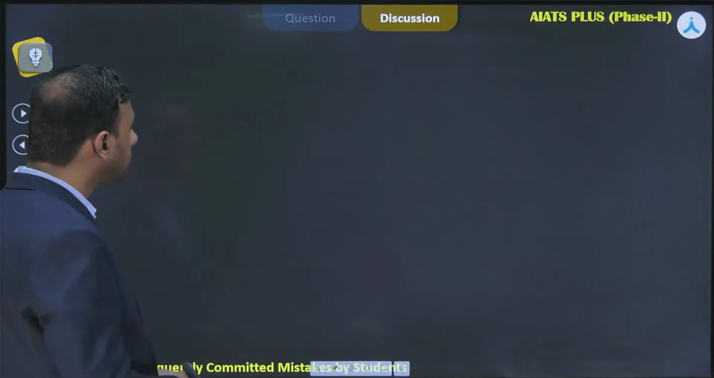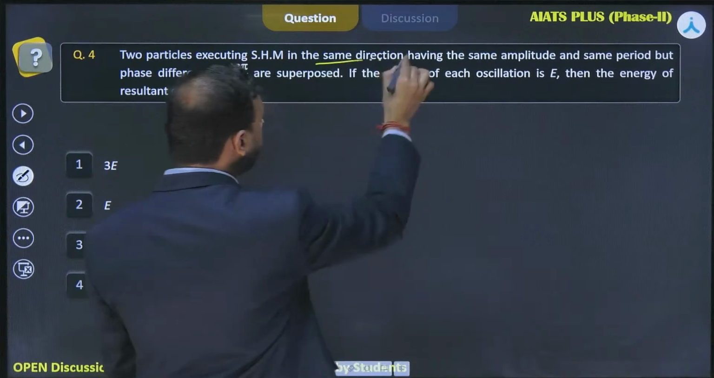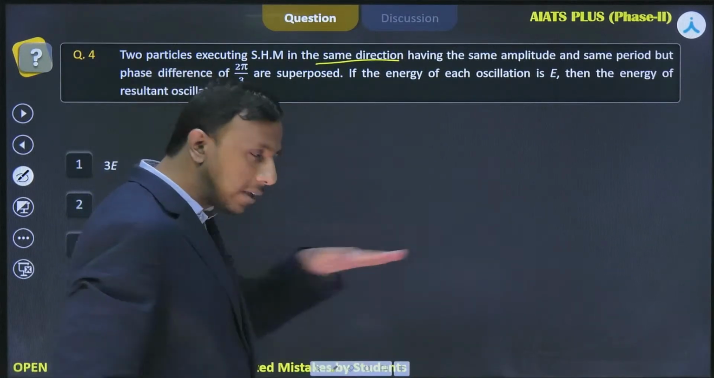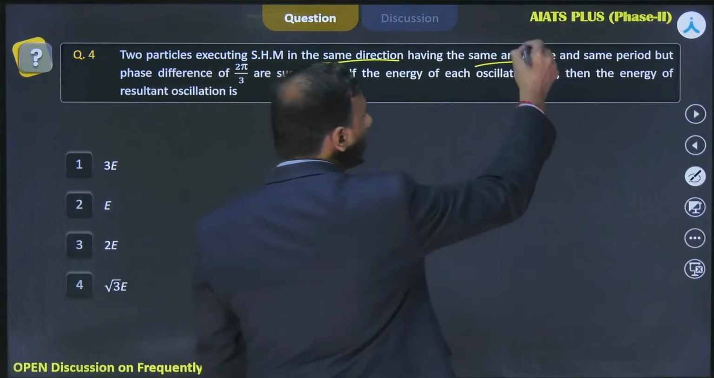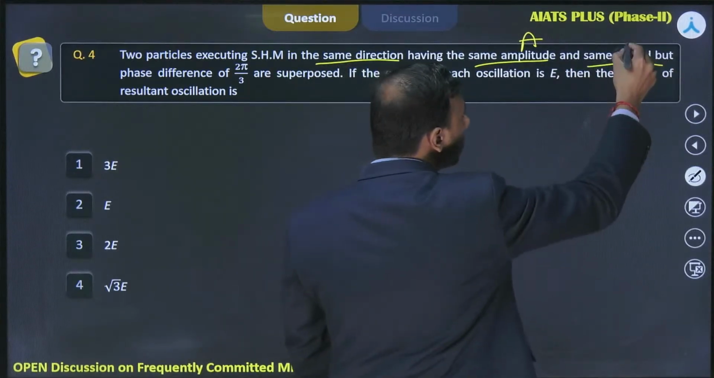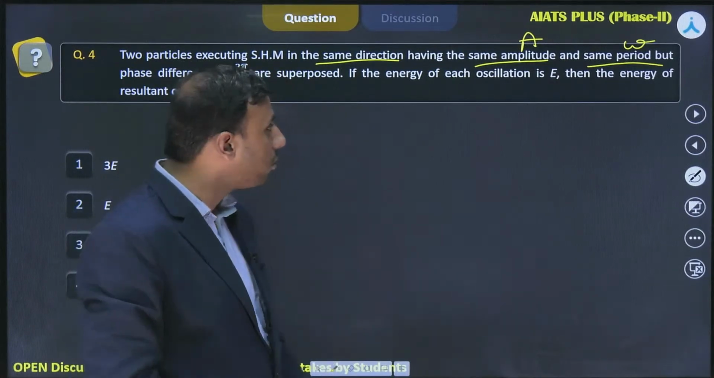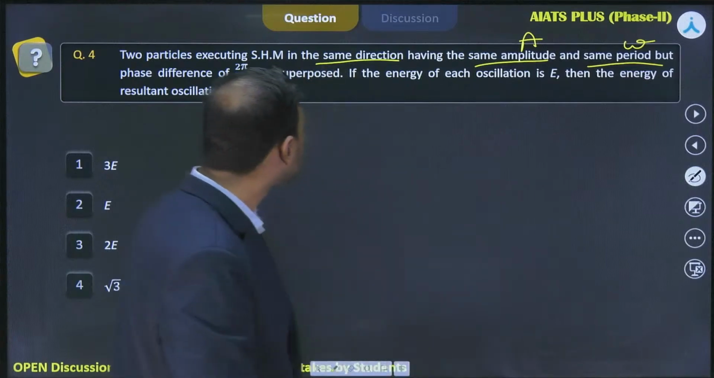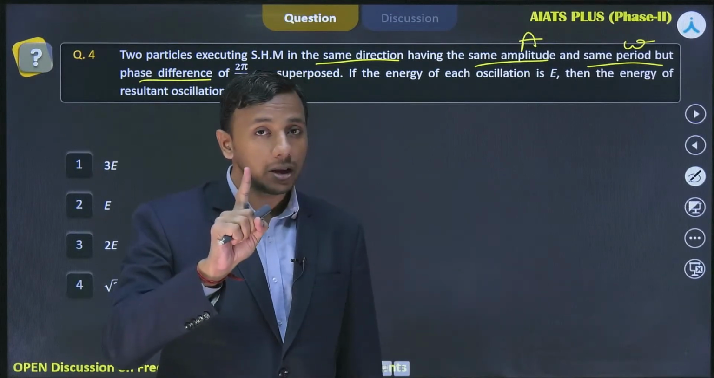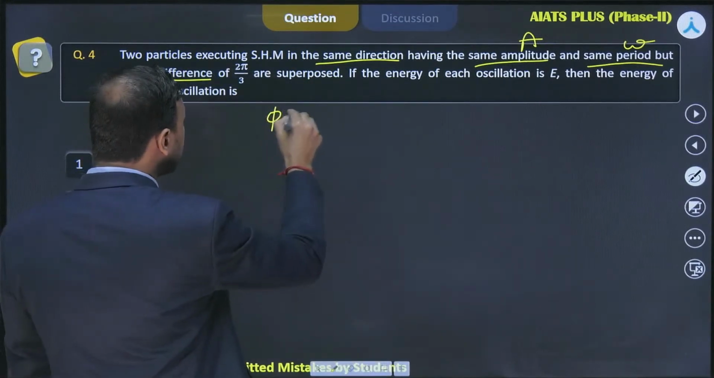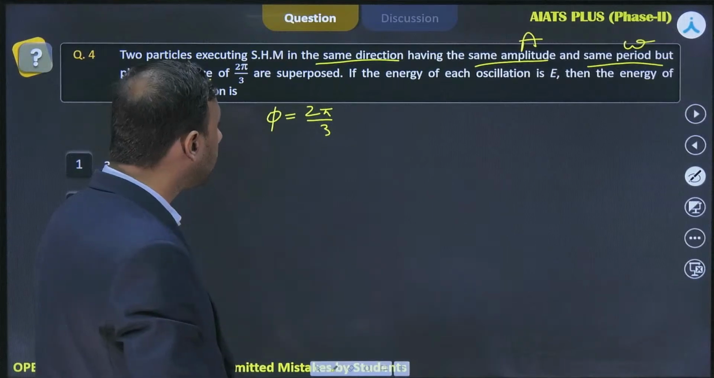So let's see what the question is asking us. See here, they've already said executing SHM in the same direction is also given. Same direction means if this particle is oscillating like this, the other particle is also oscillating like this. And same amplitude, let's say amplitude is A, and same time period. That means T1 equals T2, that means 2 pi by omega 1 equals 2 pi by omega 2, so their omega is also the same. But phase difference is given. Phase difference was phi only, right? So phi is given as 2 pi by 3. Amplitude is A, angular frequency is omega.